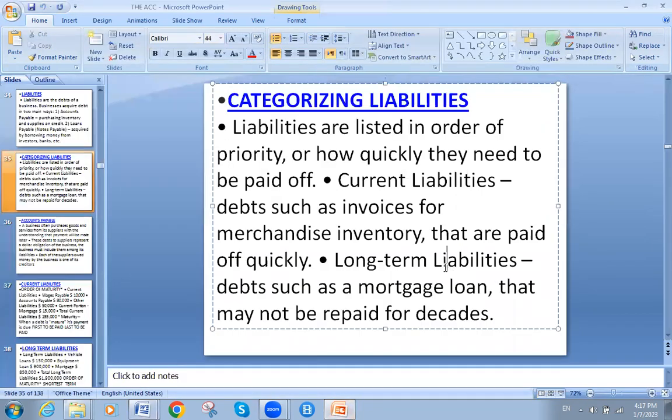That's what we had before in the previous lecture. We said also, categorizing liabilities, we have current liabilities and we have fixed liabilities. The fixed liabilities, like the long-term liabilities, we don't pay quickly. It takes years, and sometimes it takes decades. Decades means more than 10 years.